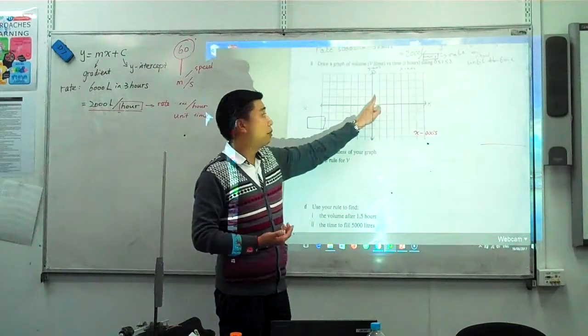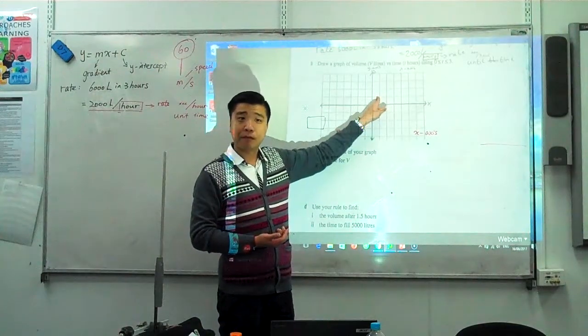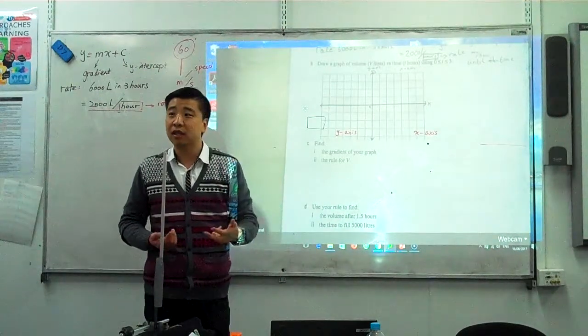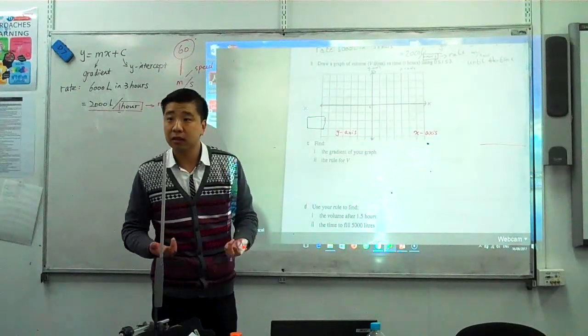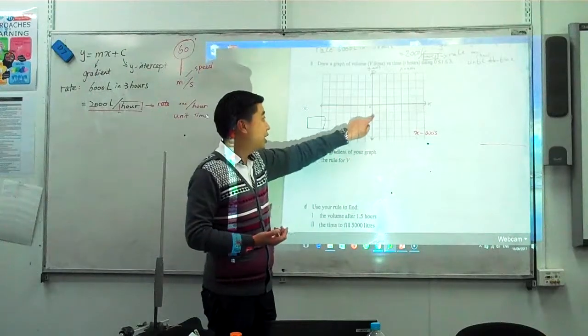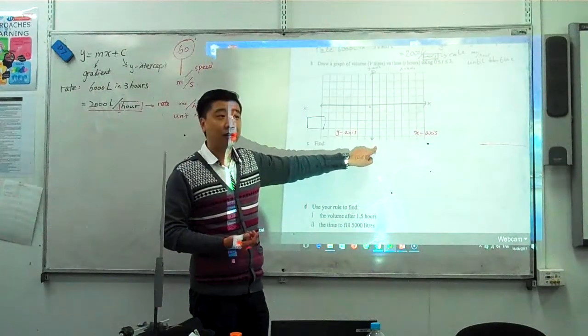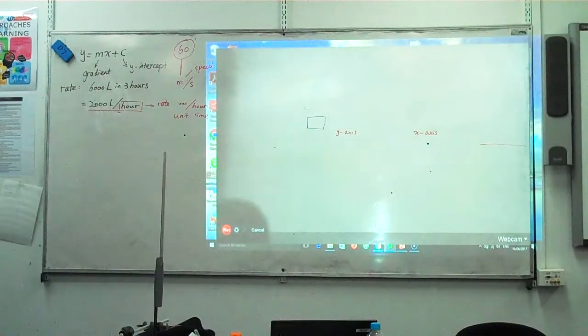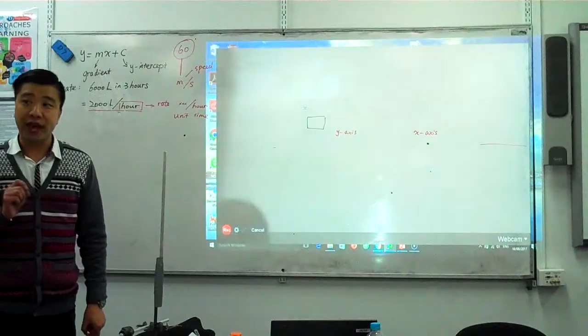Alright? How about volume? No negative. It's empty. Can you have negative 2,000 liters? No. Do you need this part? No. No. Okay, now I want you to do some corrections. Think about that, okay? You don't draw what you don't need.